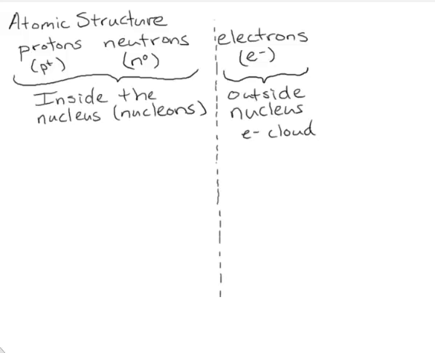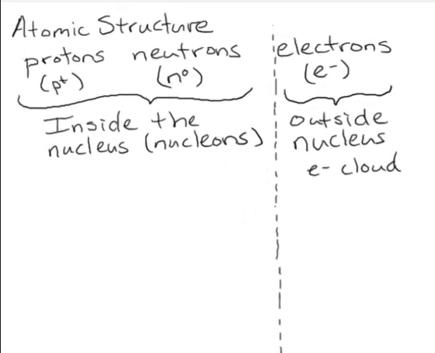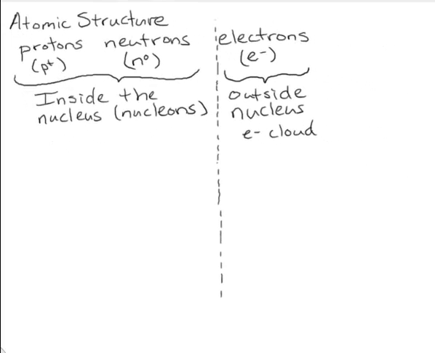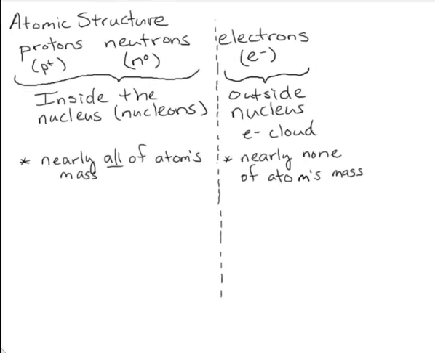With those three subatomic particles, where are they located? The protons and neutrons are located inside the nucleus. They're also known as nucleons, whereas electrons are located outside the nucleus in the electron cloud. Okay. Now what we're going to do is compare and contrast those nucleons with the electrons outside.